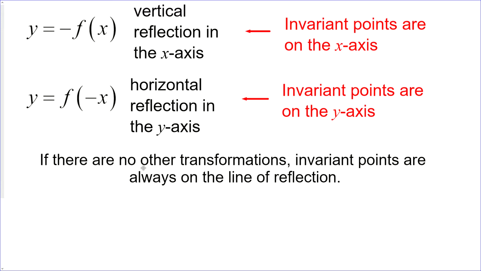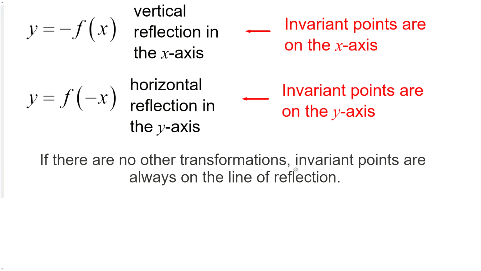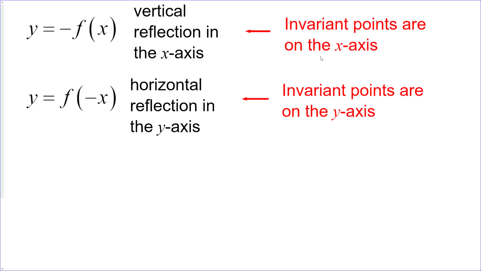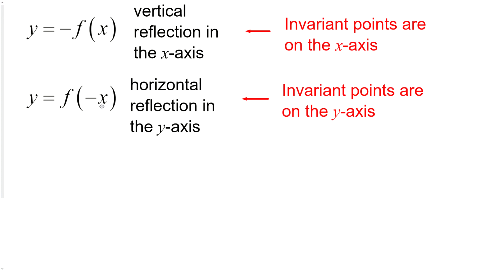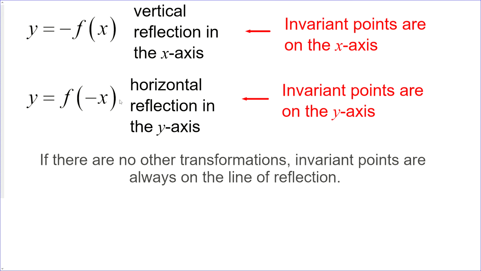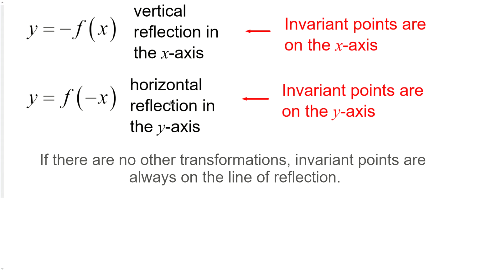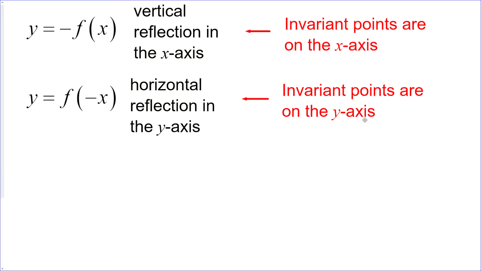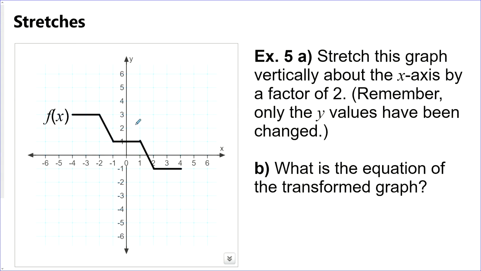Now, if there are no other transformations, then the invariant points are always on the line of reflection. So that's why the invariant points are on the x-axis when this happens and on the y-axis when this happens. But if we do a slide or translation with this, then those will be moved off of the line of reflection.